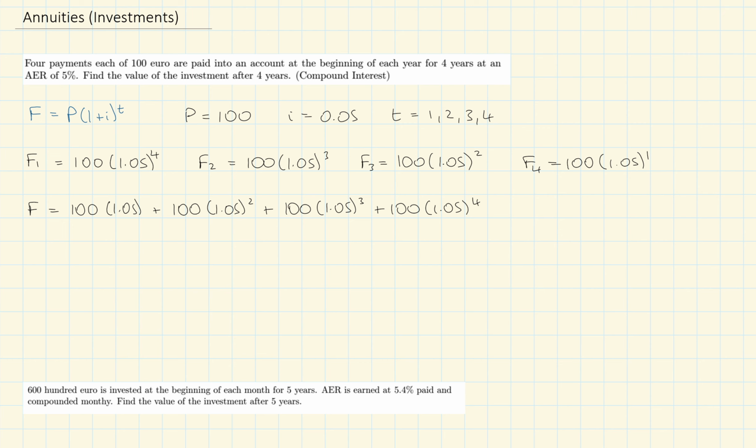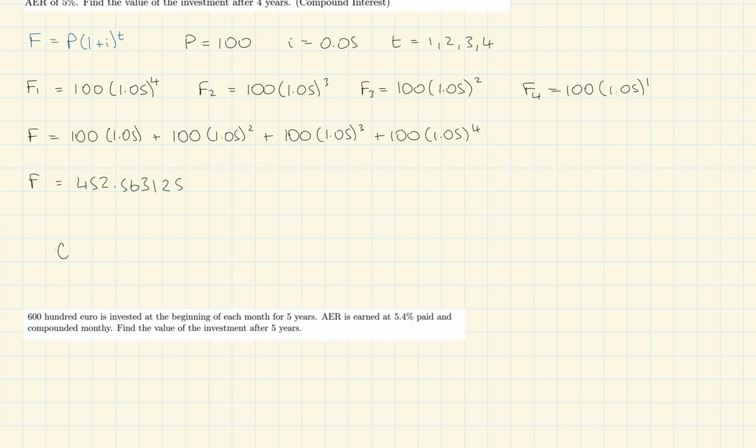So we have 100 times 1.05 plus 100 times 1.05 squared plus 100 times 1.05 cubed plus 100 times 1.05 to the power of 4. That will give you 452.563125. And then your answer at the end, to 2 decimals, is €452.56. So there's what it's grown to.